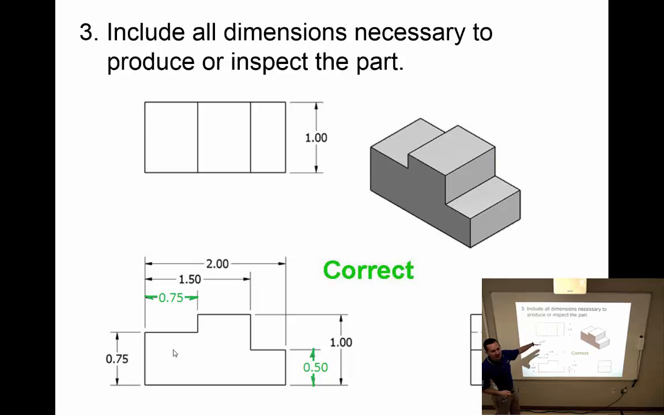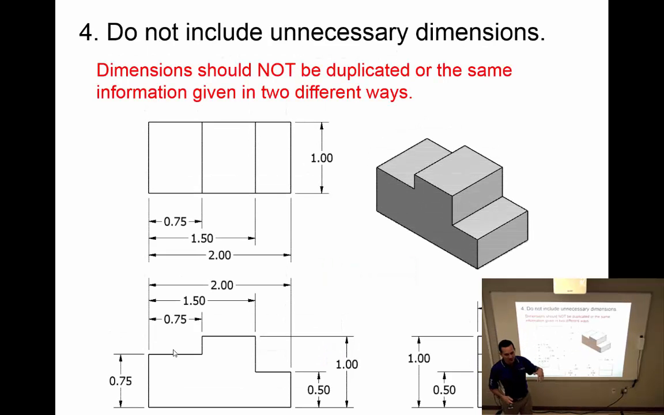The flip side of that is, though, I don't want to put too many dimensions on, right? I need all the information necessary to produce or inspect the part, but no more than that. So dimensions should not be duplicated or the same information given in 2 different ways. If I look at this example here, it's very cluttered. There's a lot of dimensions on the drawing. To reduce that, I'm going to get rid of information that's been duplicated.